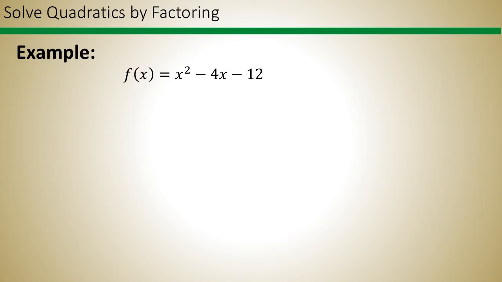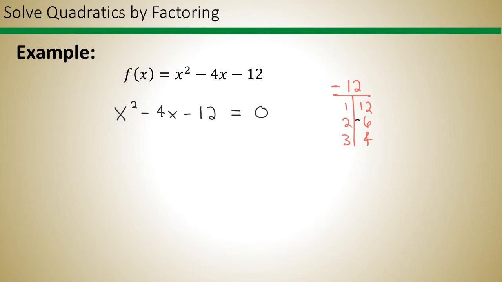So here's our first example here. We're going to take this function and we are going to set it equal to 0. So I have x squared minus 4x minus 12 equals 0. And what I need to do is I need to factor. So I need to find factors of negative 12 that add to make negative 4. So we've got 1 and 12, 2 and 6, 3 and 4. I am able to make a negative 4 with these. Okay, so my factors are going to be x plus 2 and x minus 6. It's still equal to 0.